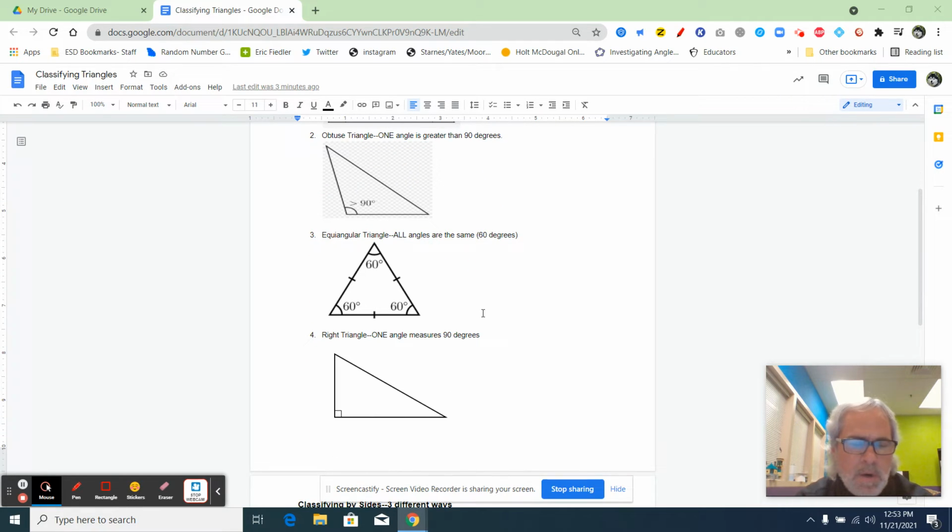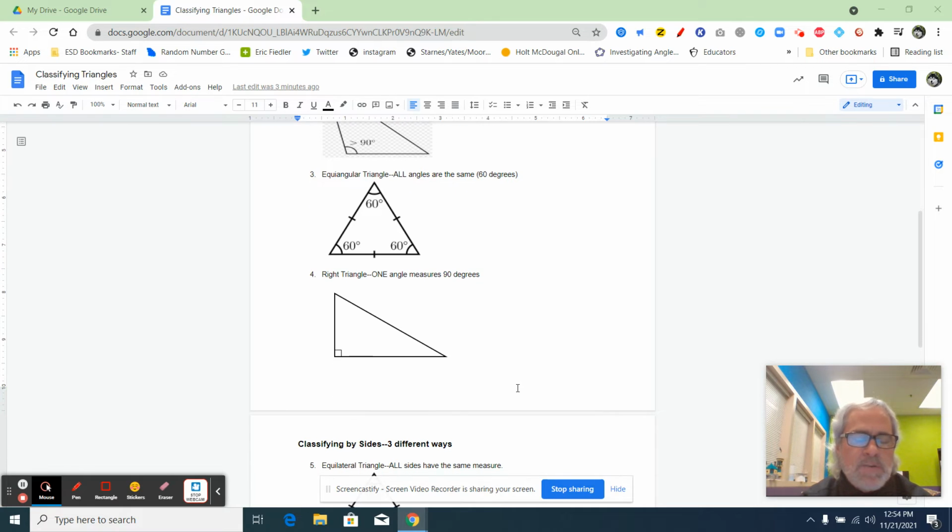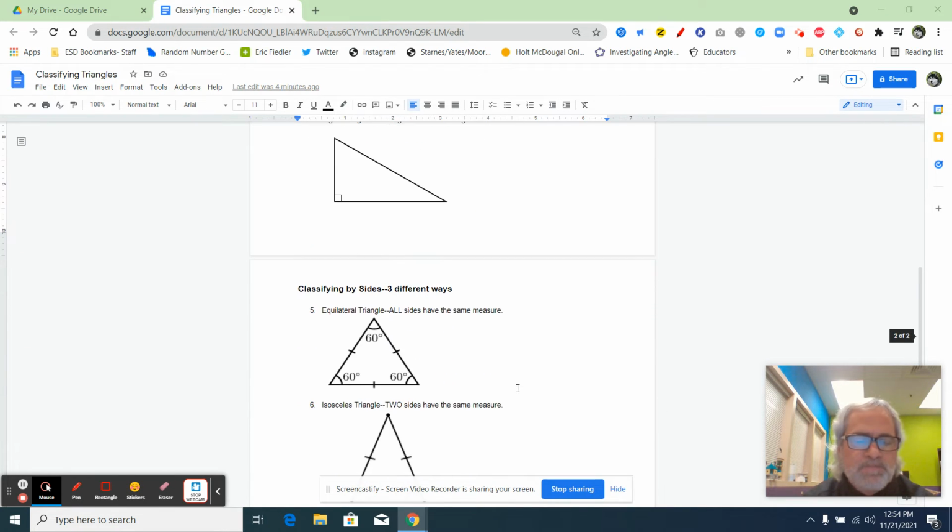Equilateral triangle: all angles are the same. And that's our definition in the first section. If you think about it, though, if they all add up to 180 and they're all the same, 180 divided by 3 would be 60. And so that's why in parentheses, I put 60 degrees. Right triangle, here's one that I bet you knew before you came in here or watched this video. Right triangle, one angle measures exactly 90 degrees.